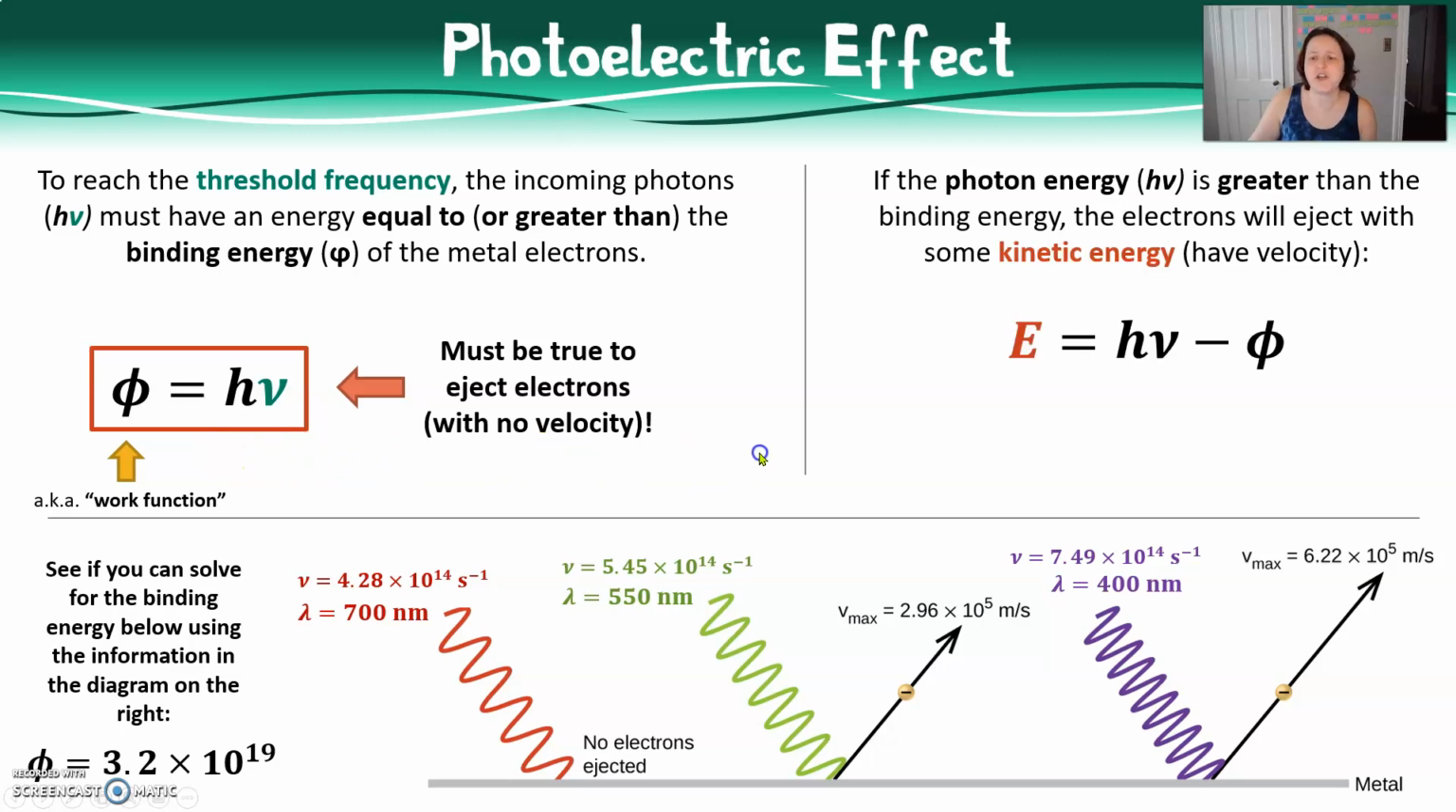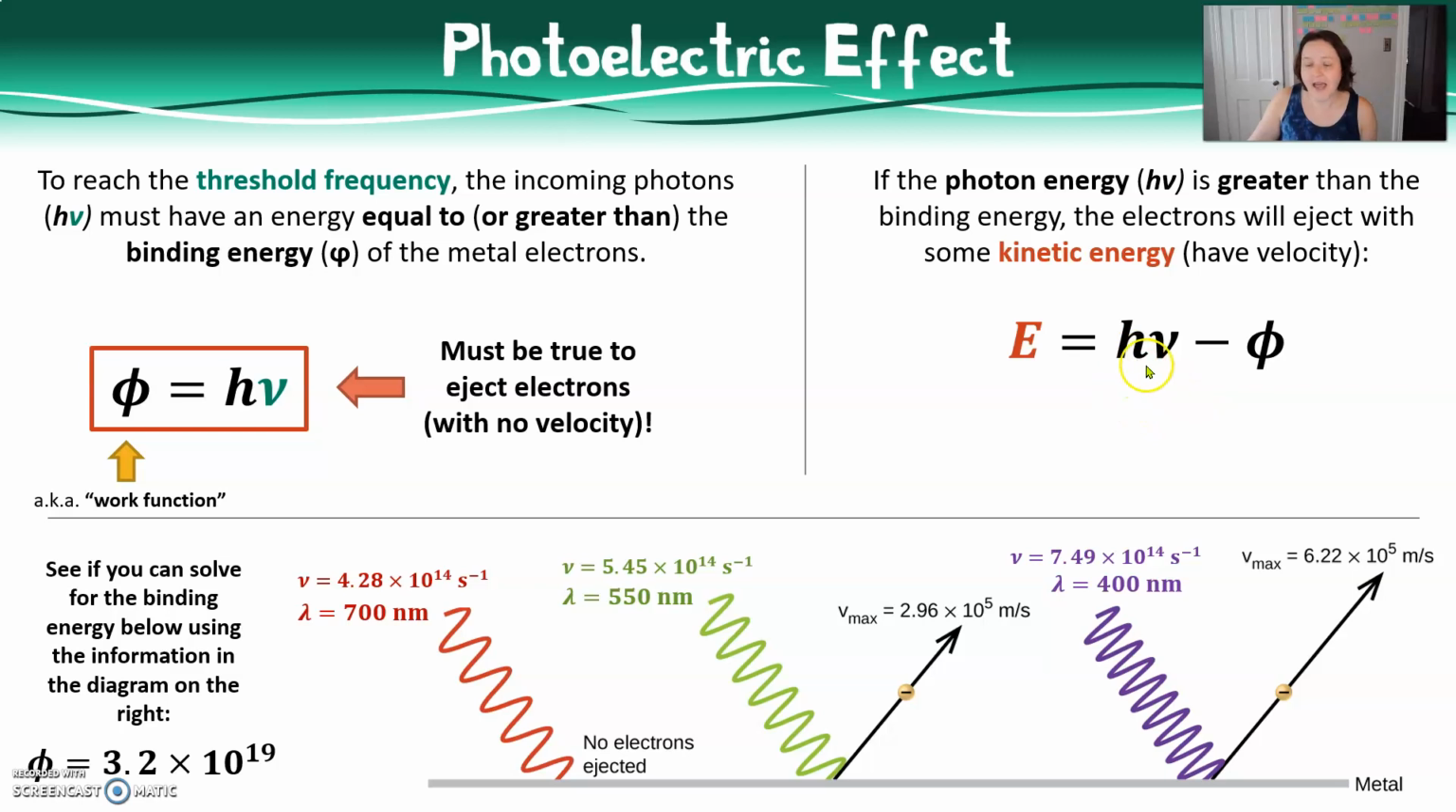In the situation where the photon's energy is greater than the binding energy, then the electrons will have some leftover energy after being excited. This energy will manifest itself as kinetic energy and give the electron a specific velocity. In this equation, we have excess energy, or the kinetic energy of the electron, on the left, and the energy of the light, h nu, minus the binding energy on the right.